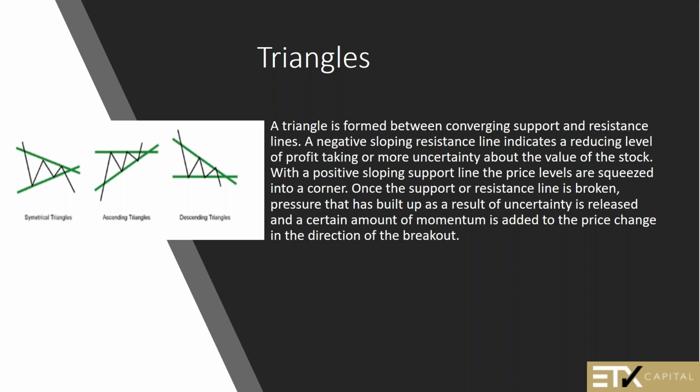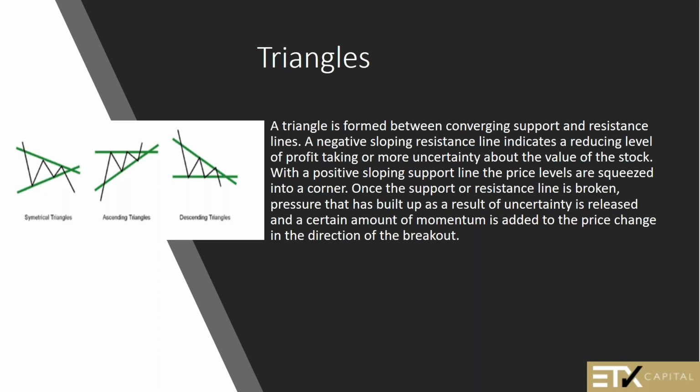We have symmetrical triangles, ascending triangles, and descending triangles. And they are exactly what the name says. A symmetrical triangle is just like a teepee turned on its side. An ascending triangle has the price moving upward. A descending triangle has the price moving downward. But they're all triangles. What we see when we see a triangle is that price is moving into the narrowest point of the triangle, and it's building up pent-up demand.